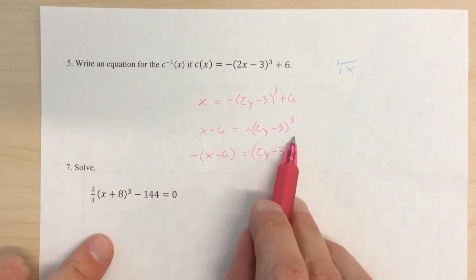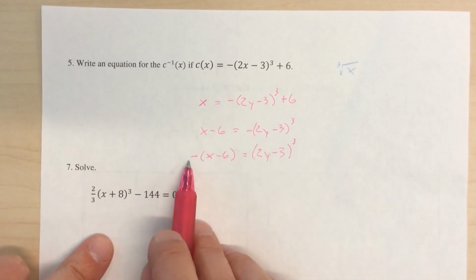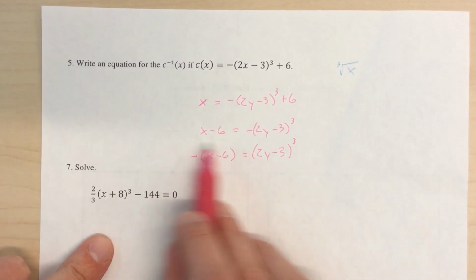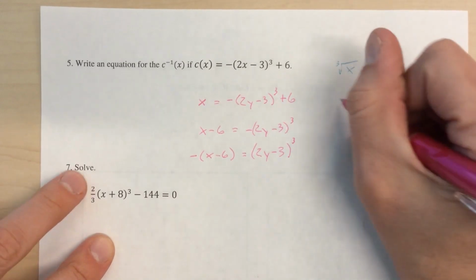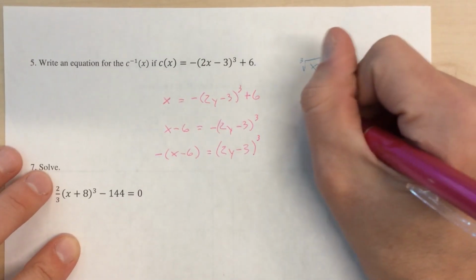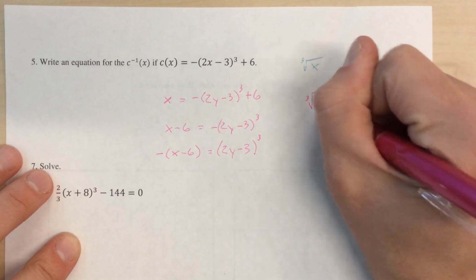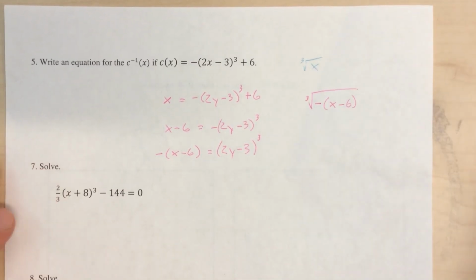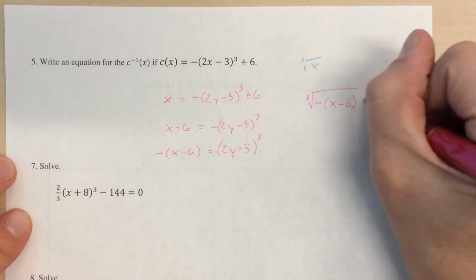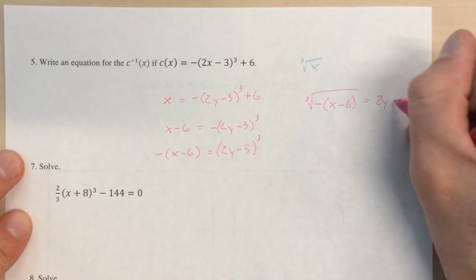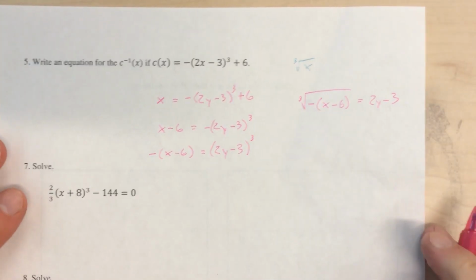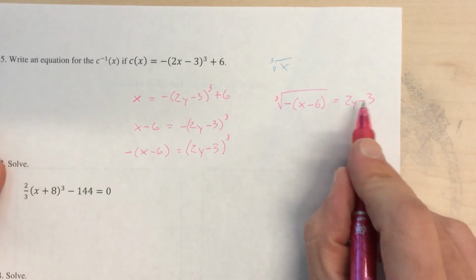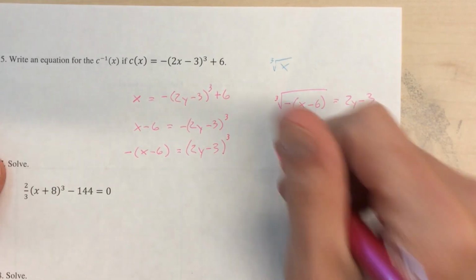All right, our next step, we do get to cube root. And the cube root's just going to go around everything, including that negative there. I'll move it over to this area. So we have a cube root, and then inside you have the negative x minus 6. And that would be equal to your 2y minus 3. So you've got just a couple more steps here. You're going to add 3 onto the end of this.